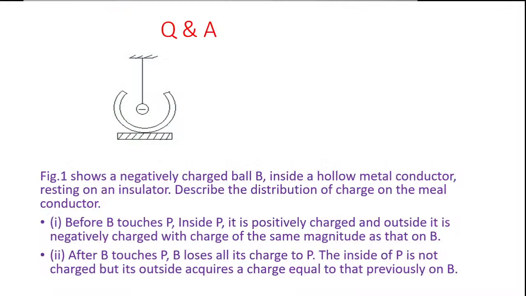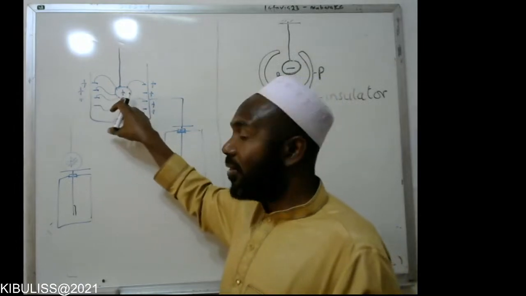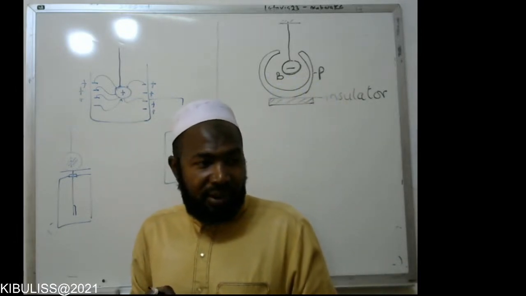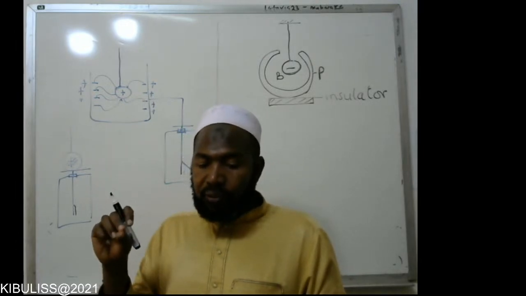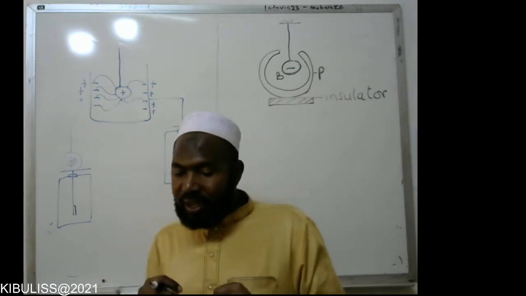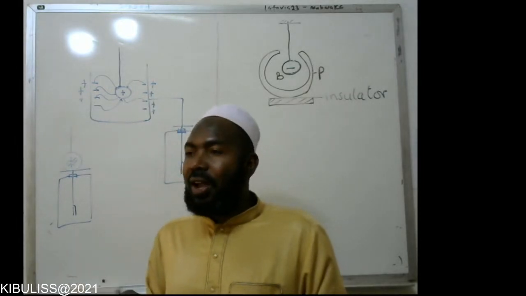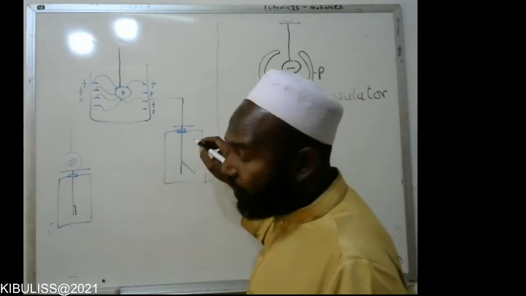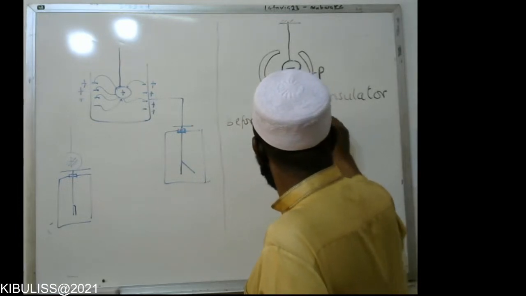What will happen? Inside P, we are going to develop a charge when we bring a negative. Remember, when you brought positive, we developed a negative. And what is your prediction if you bring a negative this time round? Yes. Inside a hollow metal conductor, a positive charge will be induced on the inside, and a negative charge is going to be induced on the outside, with the same magnitude of charge as that on B.